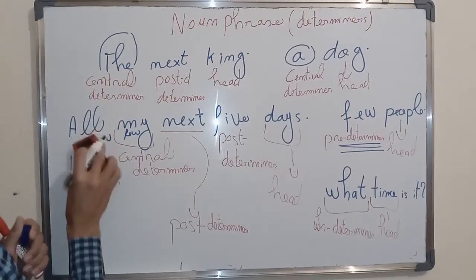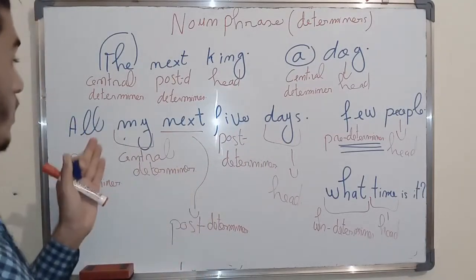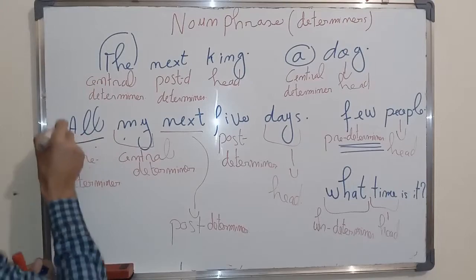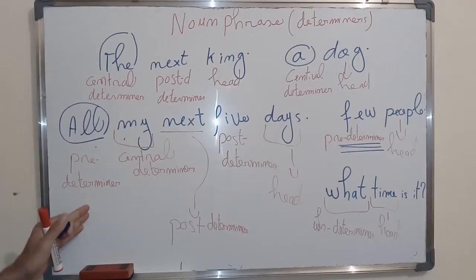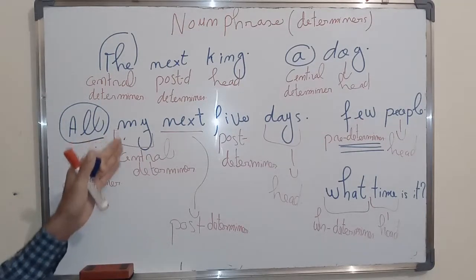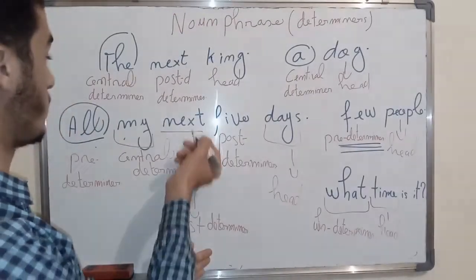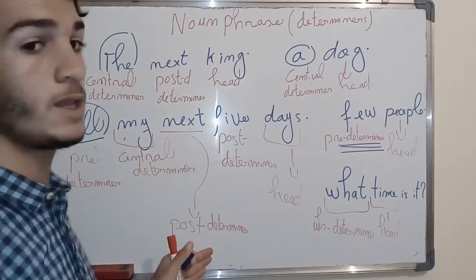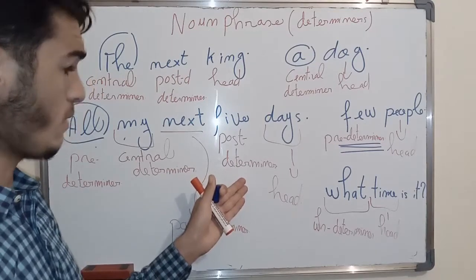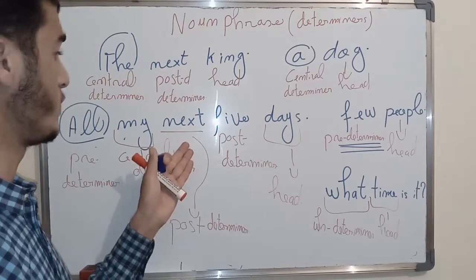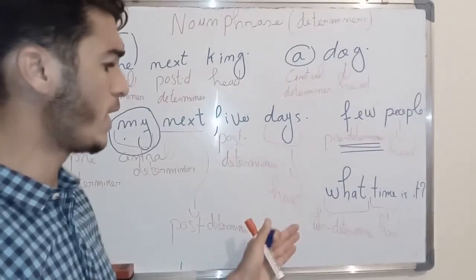Well, here we have a sequence that we should divide. All my next 5 days. All my next 5 days. We have all, which is a predeterminer because it comes before the central determiner, and it stands for proportion. My is a central determiner. Next is a post-determiner because it comes after the central determiner. Then we have 5. It's a post-determiner because it comes after the central determiner, which is this one. And then we have days, the head.